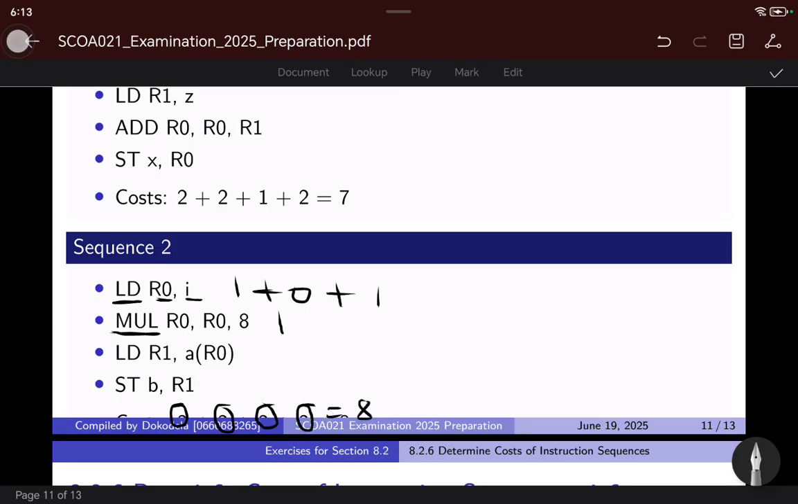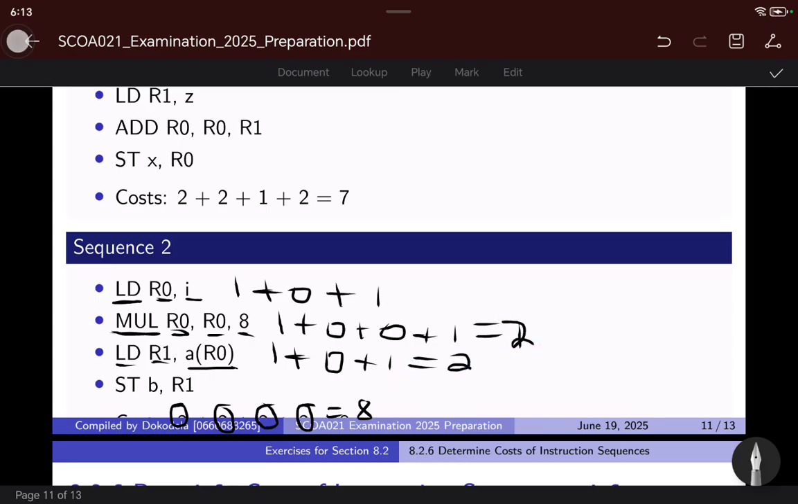Let's confirm that. This is 0. This is 0. This is 1. And then we have load, which is 1, R1, which is 0. And then this, I said that if there's a constant in a register, it's going to be 1. And this is supposed to be 2. Then we have a store, which is 1. We have B, which is 1. We have R, which is 0. And this is 2. If we check this, this is 8. The cost for this one is 8.